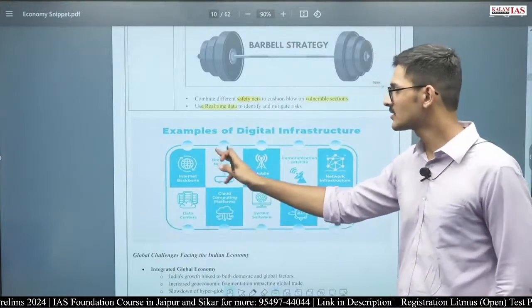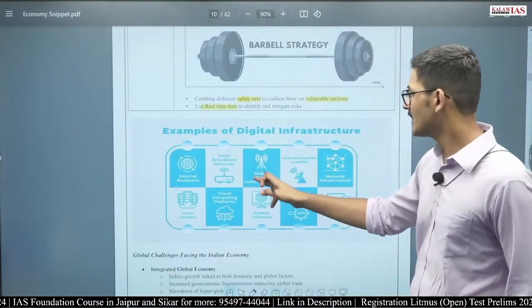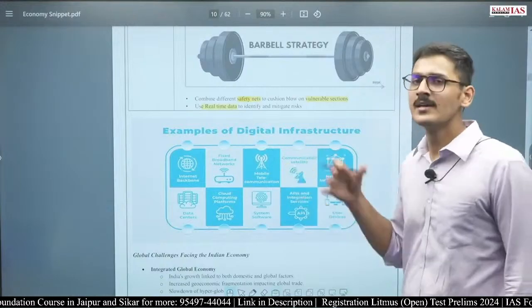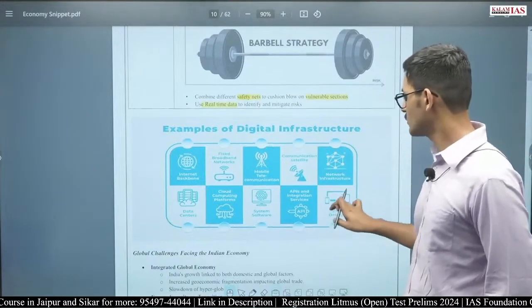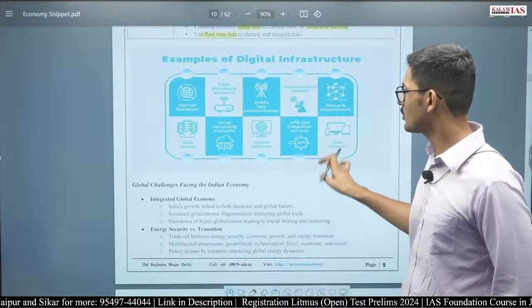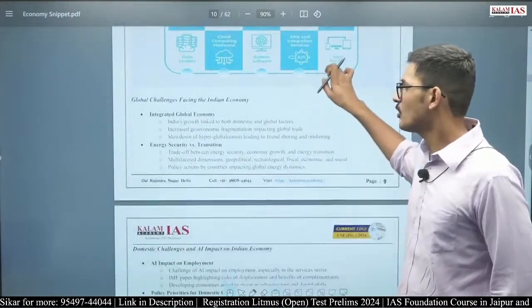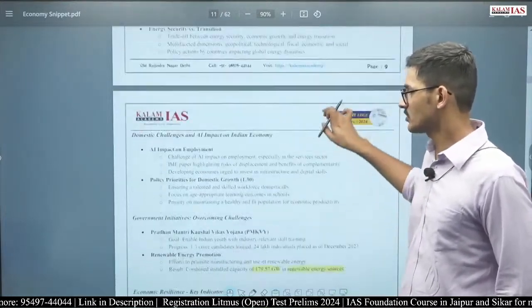For example, data centers, broadband, mobile telecommunication, satellite communication, everything is part of digital infrastructure. User devices, for example, mobile phones, laptops, software systems, all these are part of digital infrastructure.